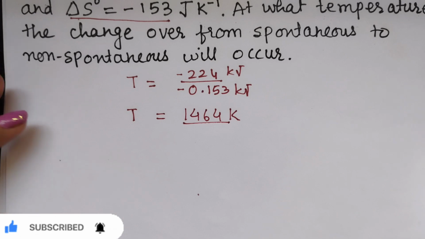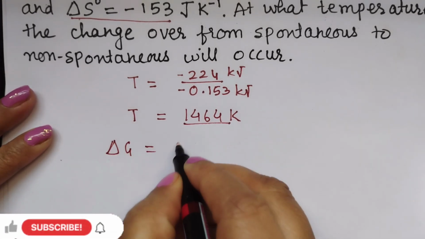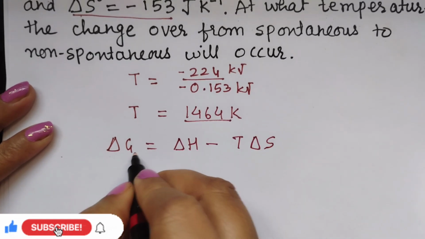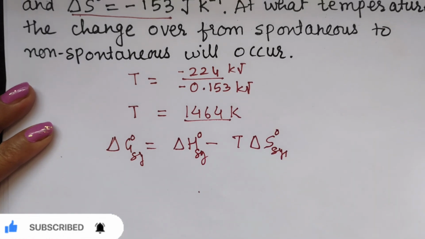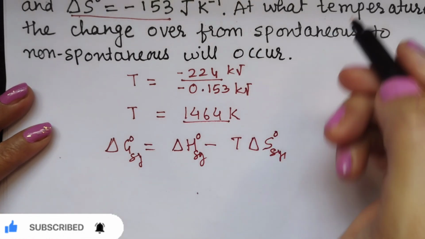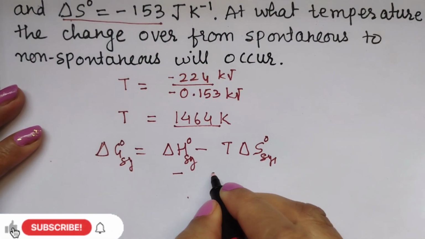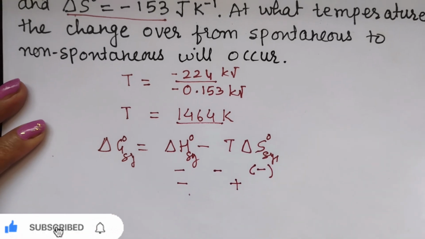Now this is the temperature where the reaction is at equilibrium. Now to know the crossover temperature, I am using the equation delta G is equal to delta H minus T delta S. Now let us substitute the sign conventions here. For delta H, they have given the negative sign. So negative sign here, and this also is negative. When you open up the brackets, it's like this.